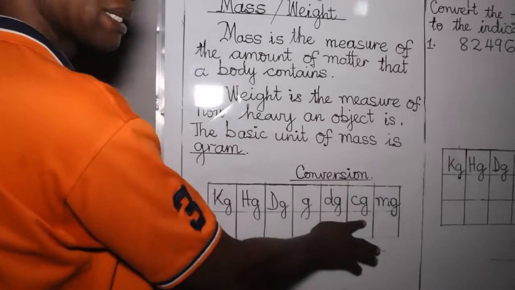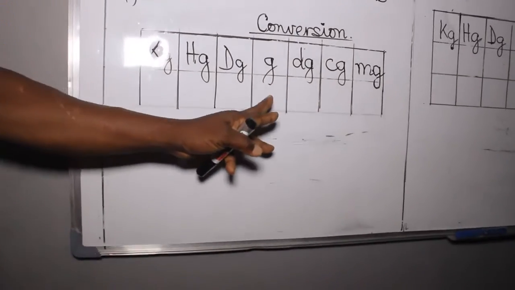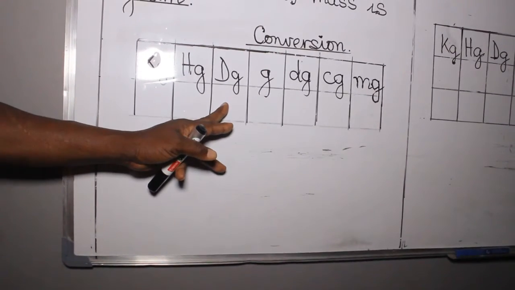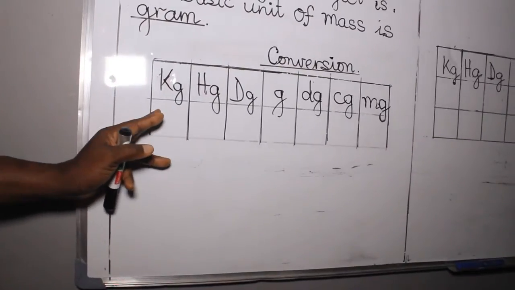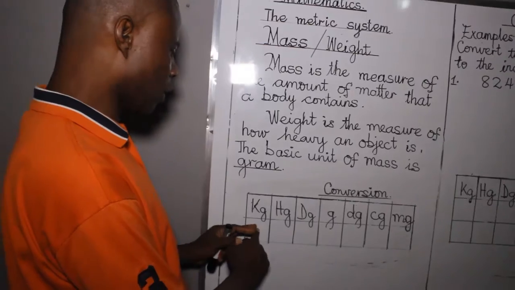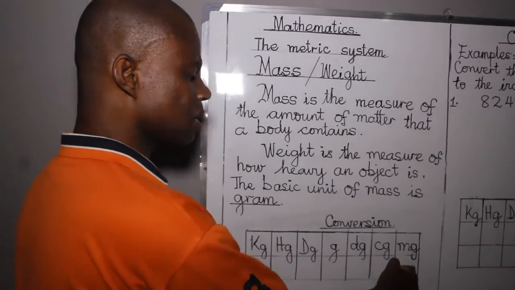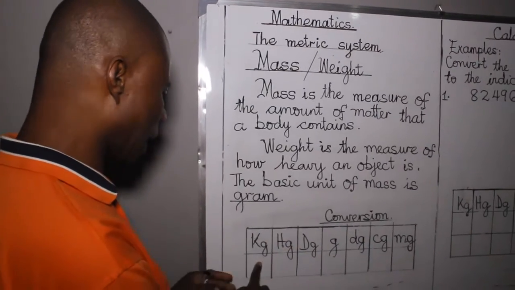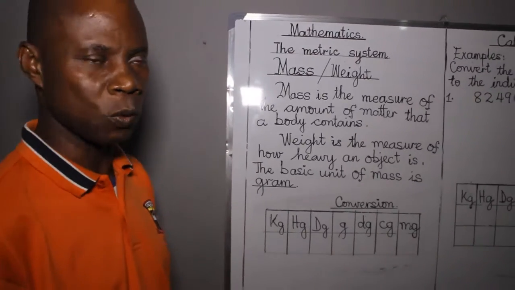10 milligram make 1 centigram, 10 centigram make 1 decigram, 10 decigram make 1 gram, 10 grams make 1 decagram, 10 decagram make 1 hectogram, and 10 hectogram make 1 kilogram. In other words, 1 kilogram will give us 1,000 grams, and 1 kilogram will give us 1 million milligram. All you need to do is fix the 1 and add the 0s, depending on the units you are asked to convert to.